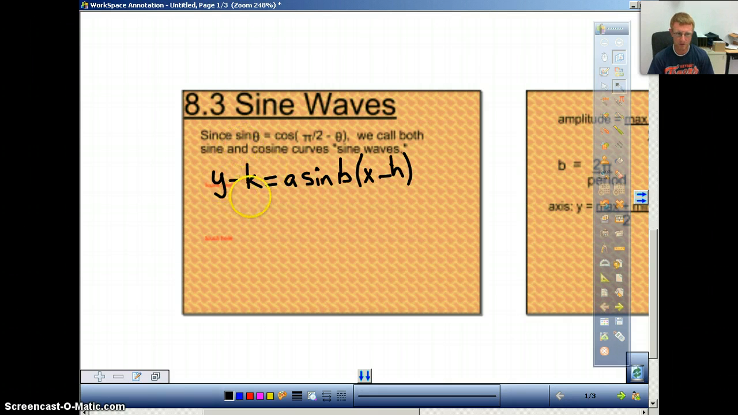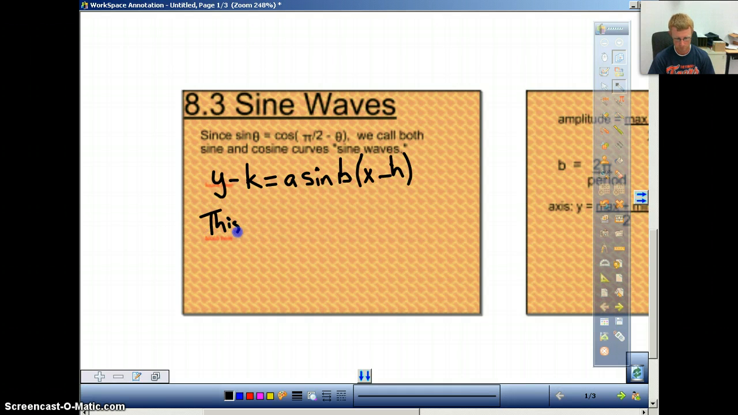Now, the only thing that's different is the k and the h today. That is going to move our sine curve vertically, like shift the entire thing vertically, up or down. And then the h is going to move it left or right. So moving it left or right is actually what helps us to make a sine curve look exactly like a cosine curve. Okay?